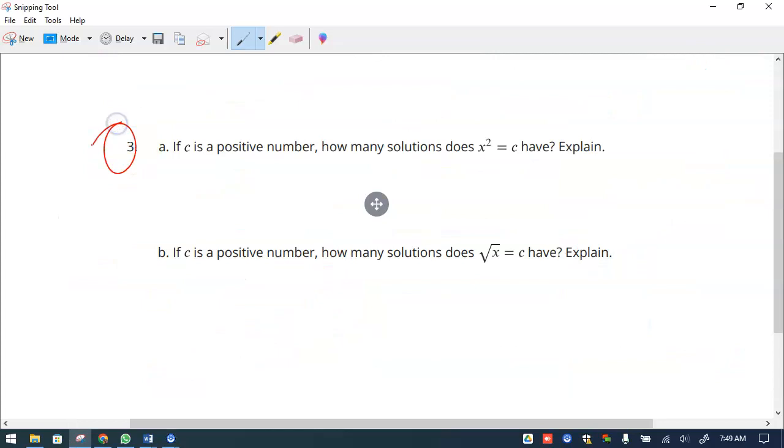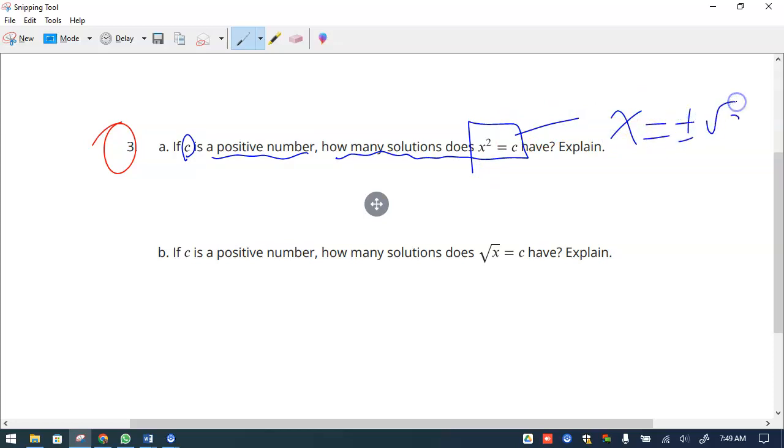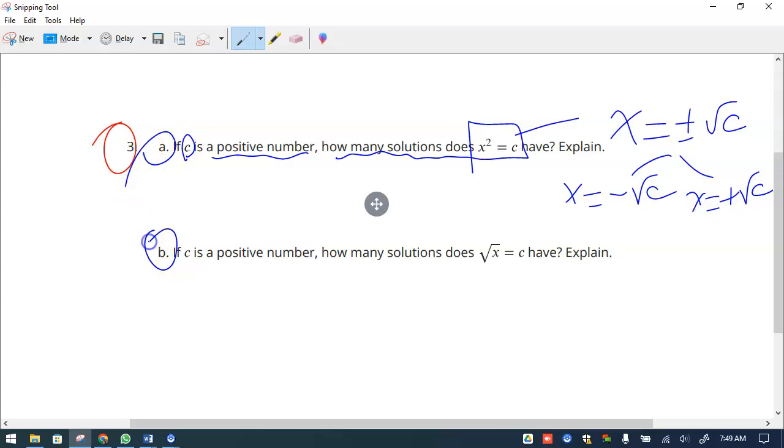But question number 3 is, if C is positive, how many solutions does this have? Remember the formula: we can write this as plus minus square root of C. So there are two answers, one is minus square root of C and the other is plus square root of C. But the difference between A and B is that C is positive, so this is positive.